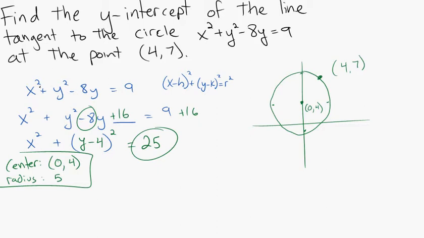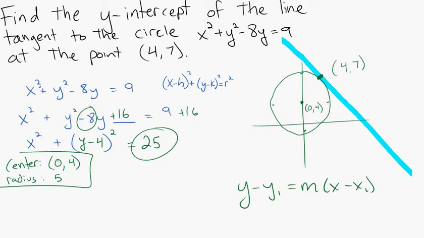So I graphed the circle with the center 0, 4. And it says that a point on the circle here, we want to find the y-intercept of the tangent line right here. So if we want to come up with the equation of this tangent line, we need, again, two things, a point and a slope.